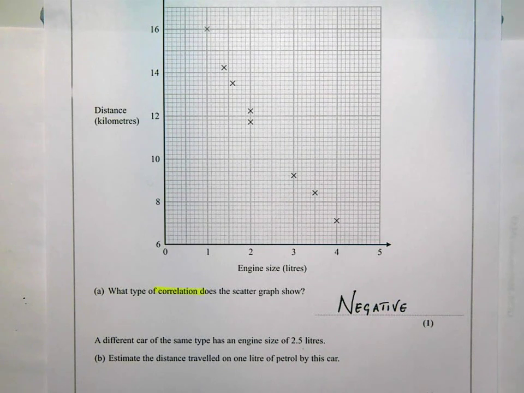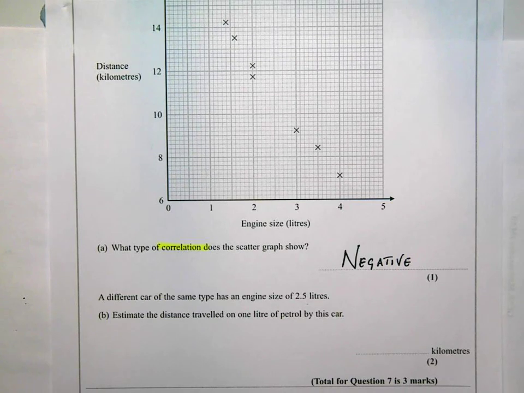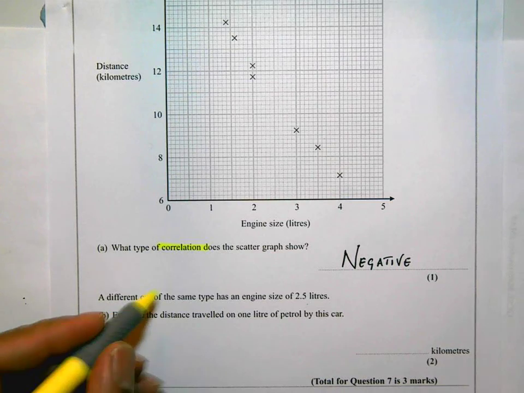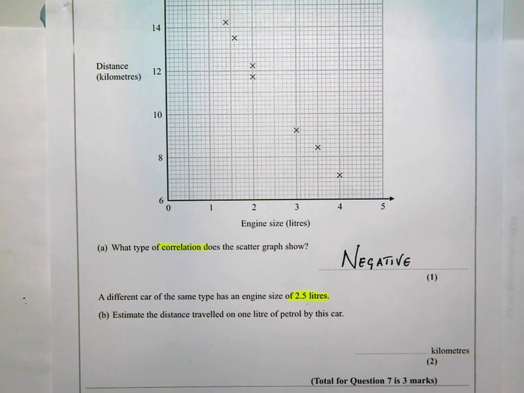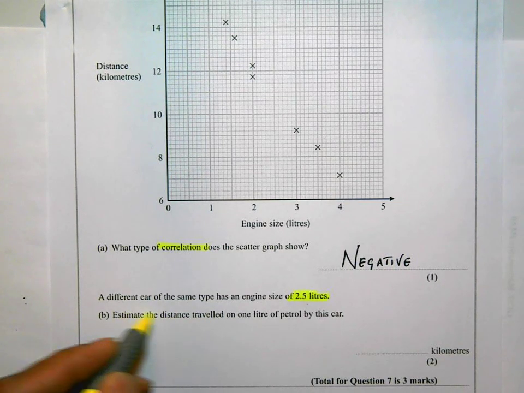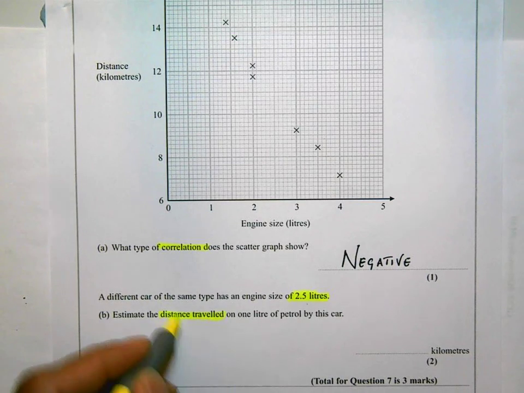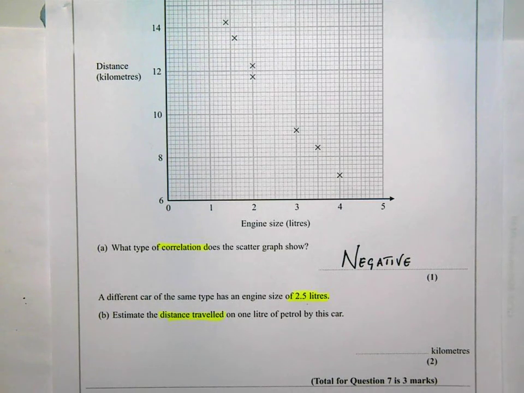Part B of the question says a different car of the same type has an engine size of 2.5 liters. Estimate the distance traveled. So estimate the distance traveled on 1 liter by this car. So what I need to do, I need to use the scatter graph to make a prediction or an estimation of how far a car with an engine size of 2.5 liters will travel.